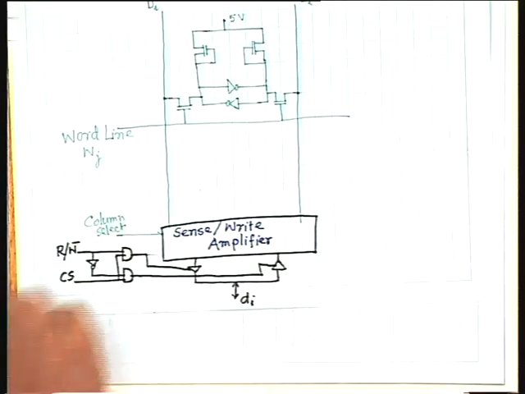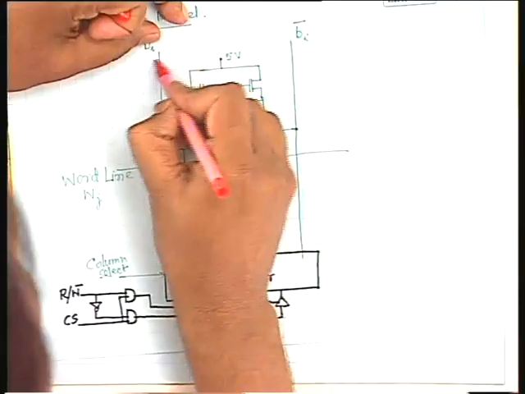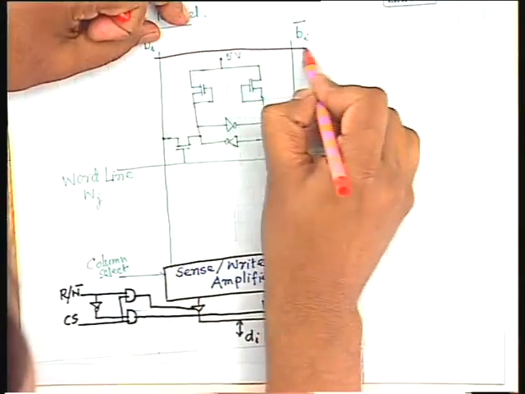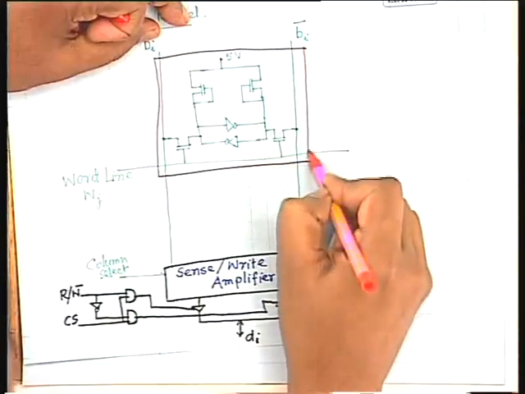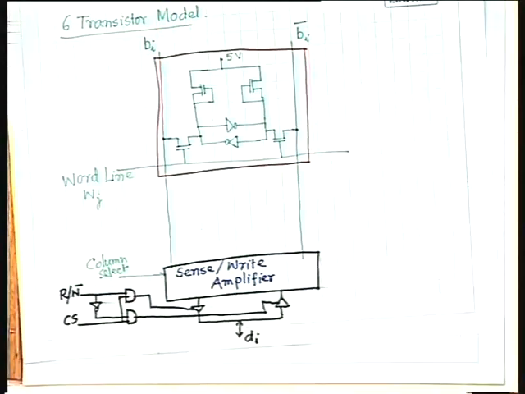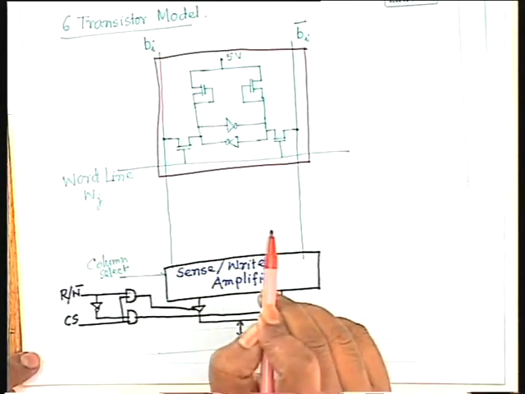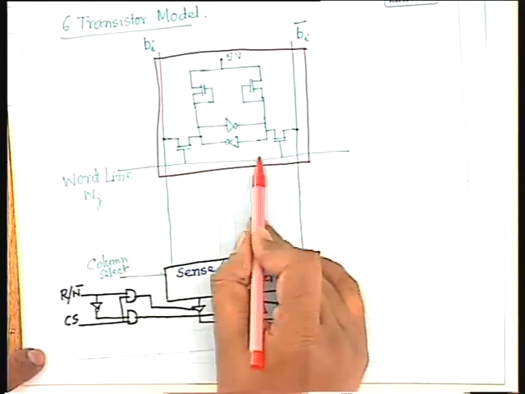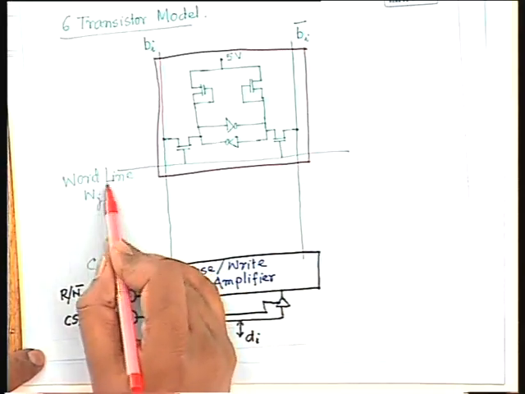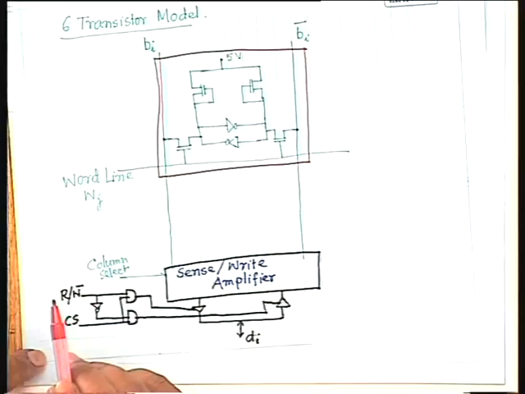So it is something like this. This is a particular cell. Now find that this cell consists of 6 transistors, because each of these inverters can be implemented using a single transistor. Now, all the cells belonging to a particular row are selected by this word line Wj, which actually comes from the row address decoder.